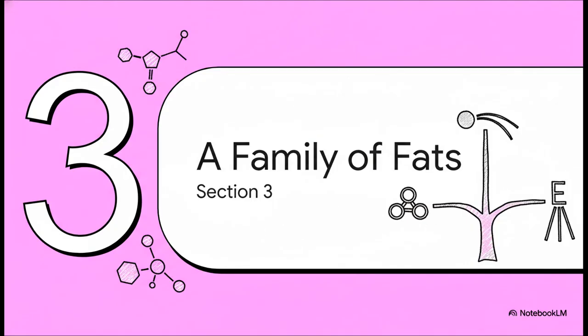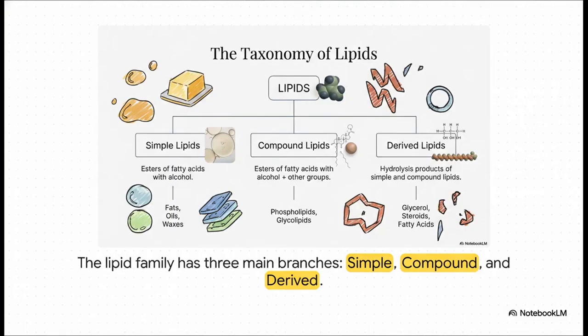So now that we know our building blocks, we can start to explore the huge, sprawling lipid family tree. And for our purposes, we can really think of it as having three main branches. And here's our little roadmap. You've got simple lipids. These are the fats and oils we all know. Then you have compound lipids, which are basically simple lipids with some extra stuff attached, giving them totally new powers. And finally, there are derived lipids, like cholesterol.